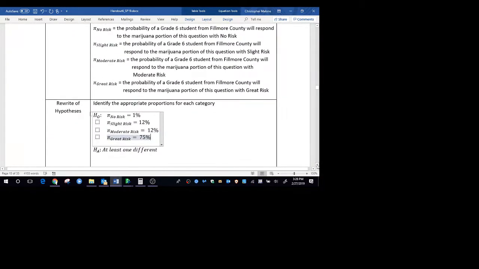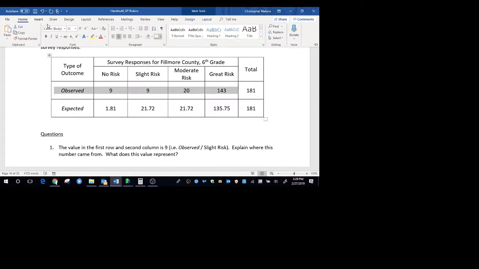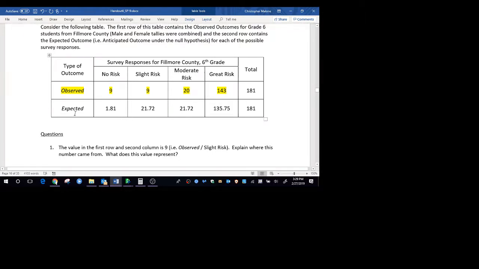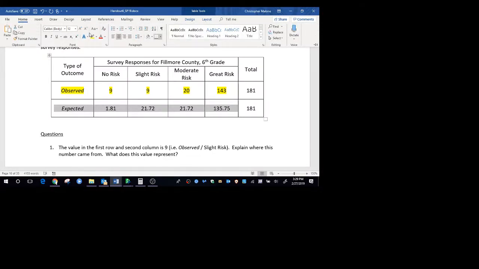And the alternative hypothesis is that at least one of these is off from that proportion from the historical trends. Okay, so we can compute the expecteds. So using those same things, computing the expecteds. Again, my observed data here, so maybe highlight those. My observed data here is the 9, 9, 20, and 143. And then the expected data is what those numbers should look like if they're following the historical trends for others across the state of Minnesota.